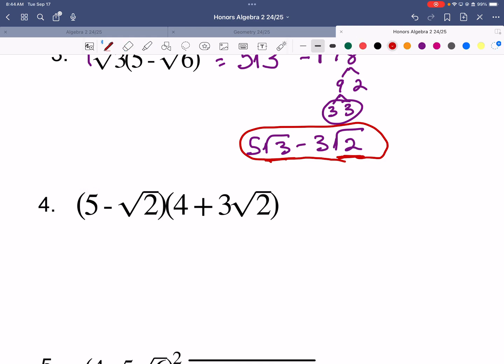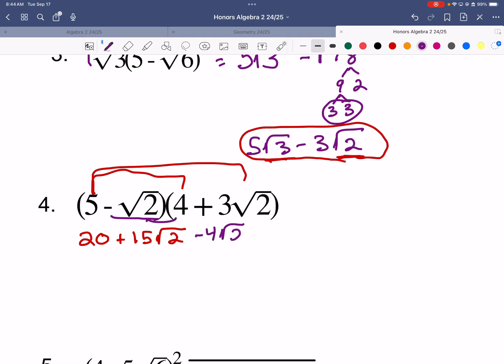Okay, take 5 times 4. 5 times 4 is 20. And we go 5 times 3 radical 2. So 5 times 3 is 15. So that's 15 radical 2. Now we go on the inside. Negative radical 2 times 4. That's negative 4 radical 2. And then negative radical 2, so negative 3 radical 4.